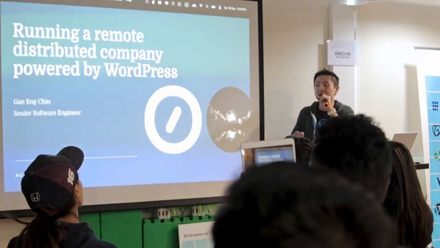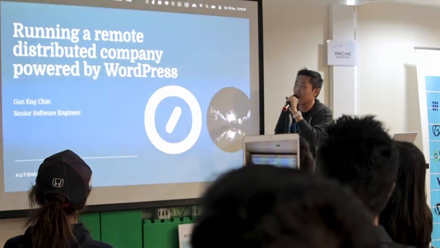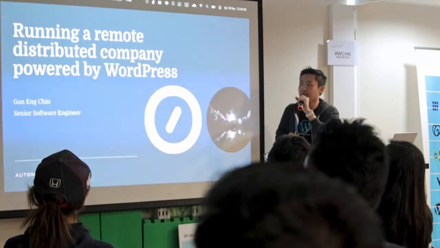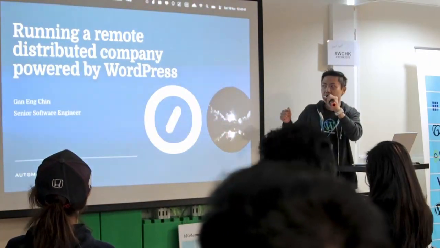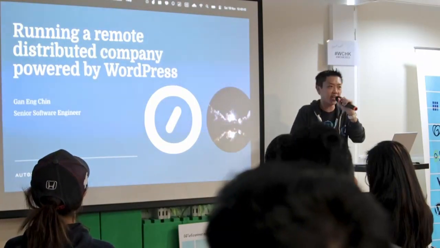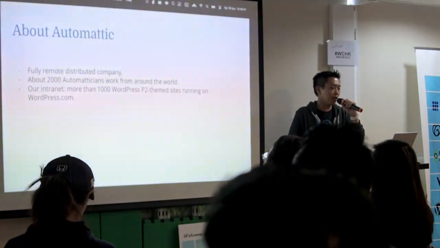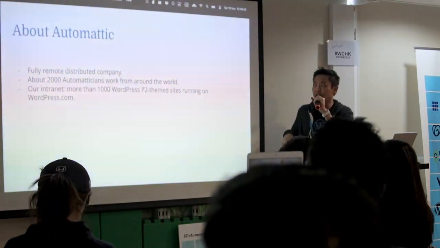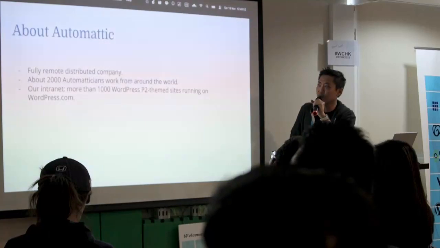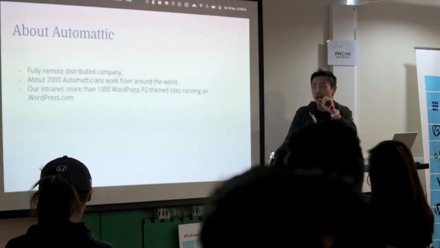So this is the title of my lightning talk today: Running a Remote Distributed Company Powered by WordPress. My name is Gan, I'm a senior software engineer, I work with Automattic. A little bit of background about Automattic: Automattic is a fully remote distributed company. We have about 2,000 Automatticians working from around the world.